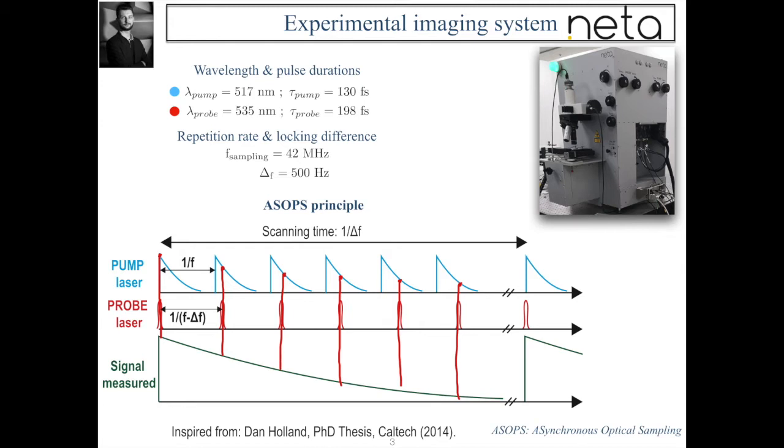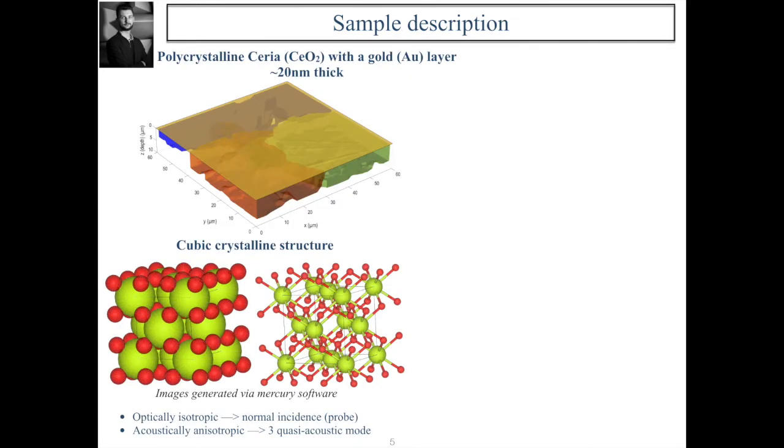What makes NETA an ultra-fast imaging system can be found in the control of the delay. Instead of a mechanical delay line that would require a few seconds to do a single-shot measurement, the delay is controlled by the ASOPS principle. This means that the probe laser repetition rate is numerically enslaved by the pump laser repetition rate. Hence, in our case, one single-shot measurement can be realized in 2 milliseconds. To anticipate these changes, let's focus on the sample we are studying.